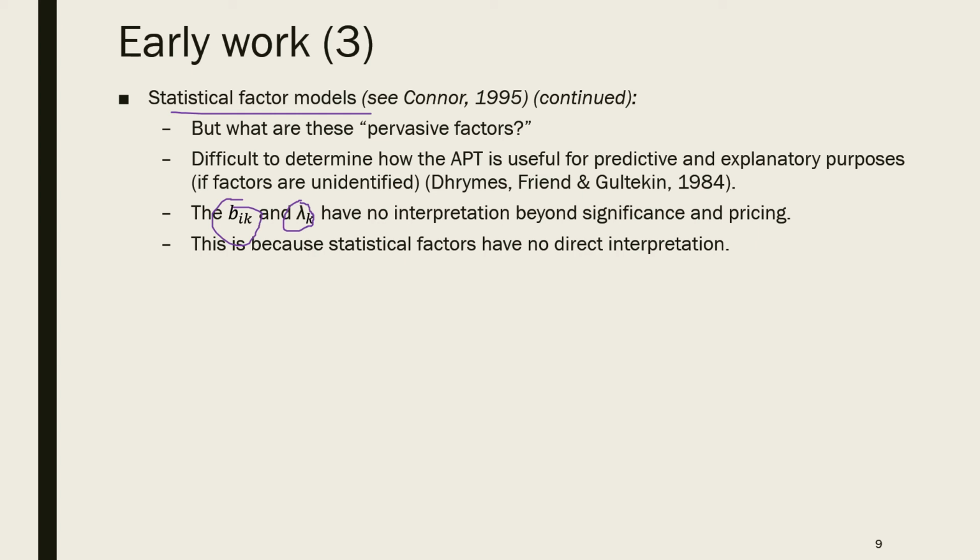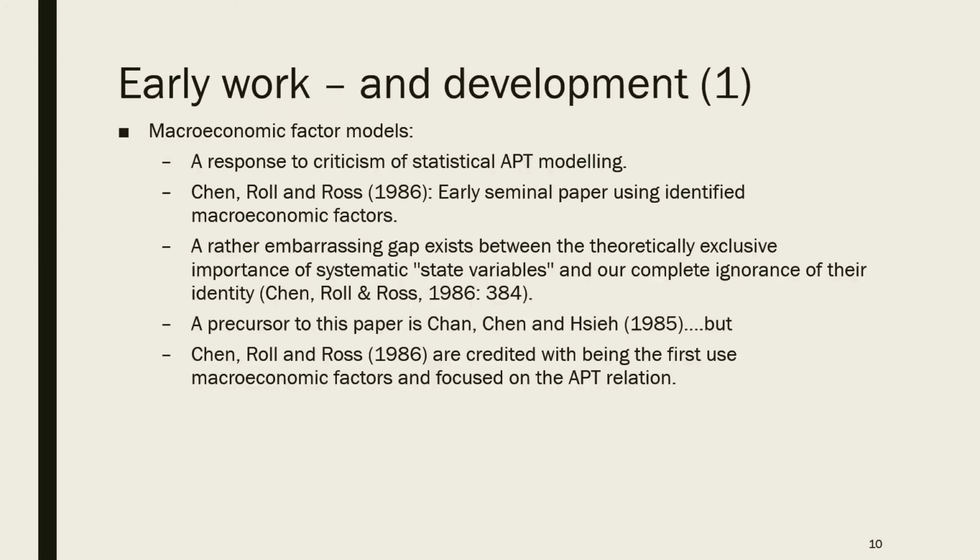So hence, early studies used statistical factors that had no direct interpretation. So what did early work and development do then? Well, a number of authors then said, well, why don't we try use so-called macroeconomic variables? So this was a response to this criticism of, well, we can represent the influences that impact stock markets and individual shares using statistical factors. And instead, what we will now do is we will use pre-specified factors, so-called macroeconomic variables. Macroeconomic variables, well, these are variables that are representative of the state of the economy.